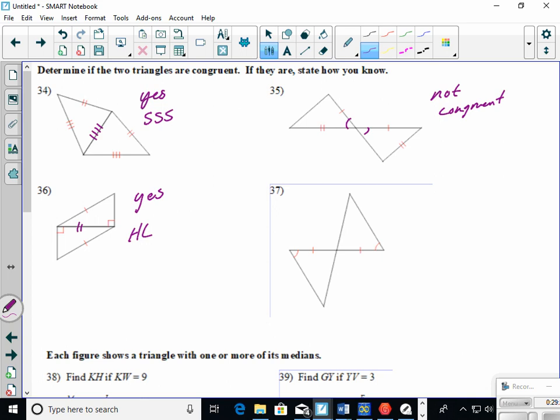37. This angle is congruent to that angle. This side's congruent to that side, so we got an angle and a side. And then we have an intersection, so we have a set of vertical angles. Vertical angles are congruent. So we have yes by angle, side, angle.